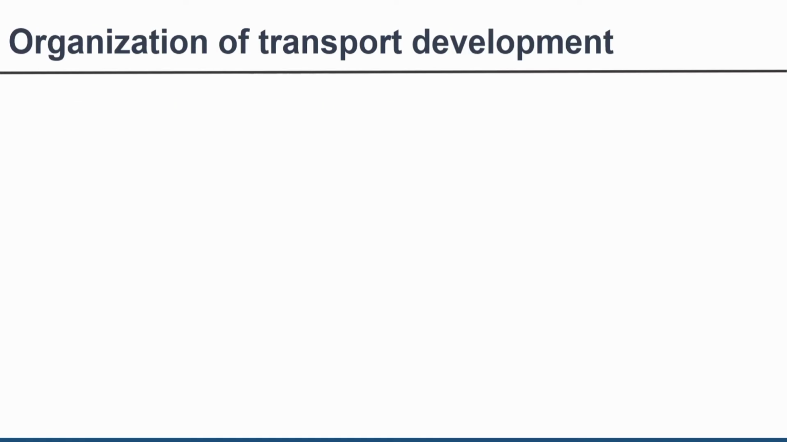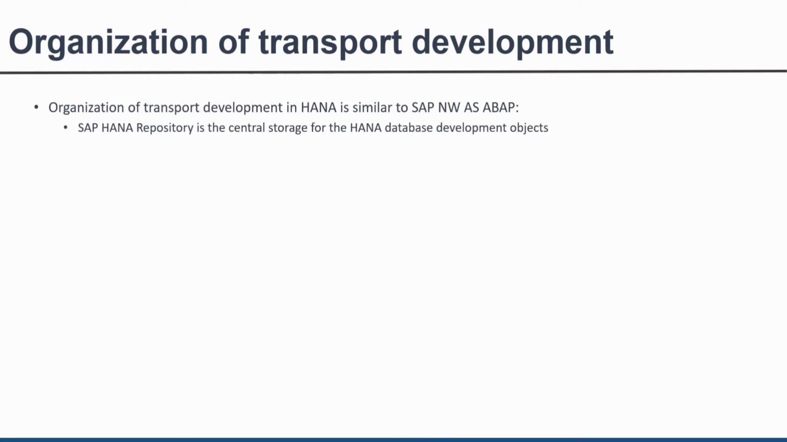So for understanding transport in HANA, you need to first understand the organization of transport development. The organization of transport development in HANA is very similar to SAP NetWeaver ABAP. You have a HANA repository, which is a central storage in the HANA database, and all the development objects are stored under the HANA repository.